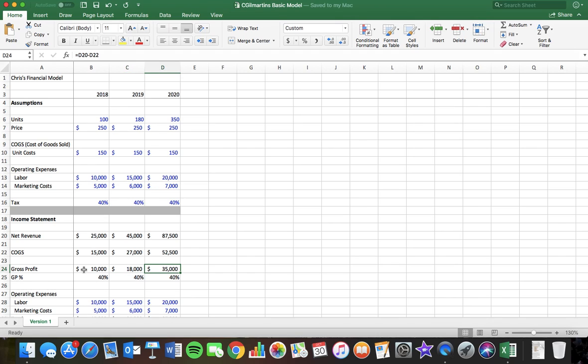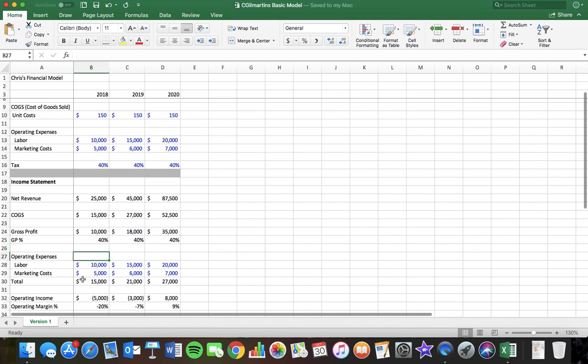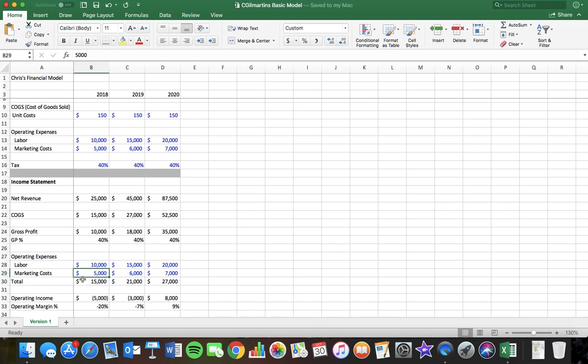Now to calculate the gross profit percentage in this next line, you basically take the gross profit and divide it by the net revenue. So $10,000 divided by $25,000 would give you 0.4, 40%. And it stayed constant throughout all 3 years. We're about 40% gross profit. Now down here in our operating expenses, we basically just calculated the total. So we added labor and marketing, and that totaled out to $15,000 the first year, $21,000 the second year, and $27,000 the third year.